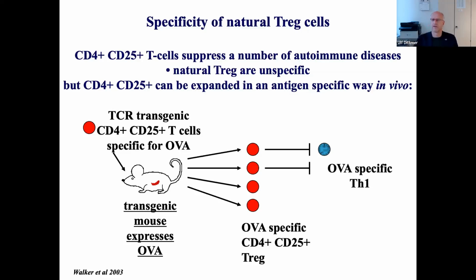And that was a lot different, as I said, than the first in vitro results, where people concluded from the results that Tregs cannot expand, cannot proliferate. But these in vivo experiments showed that this is not true.